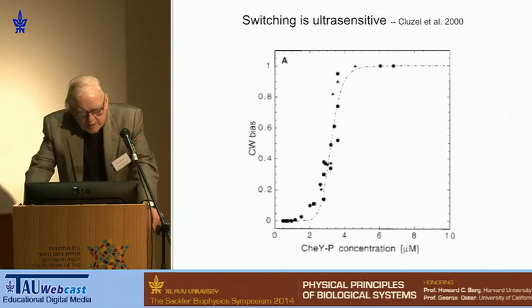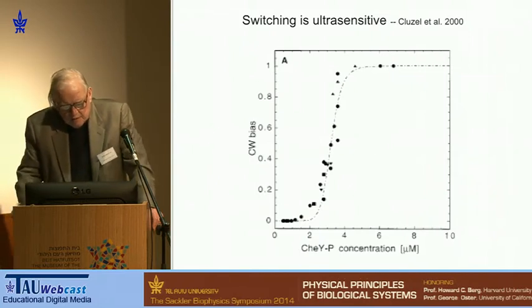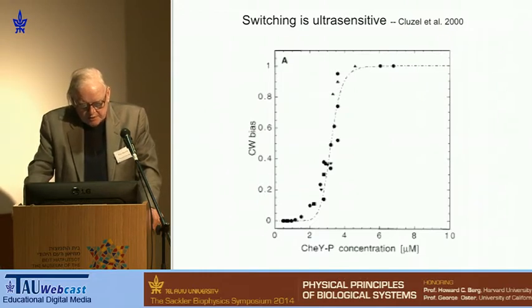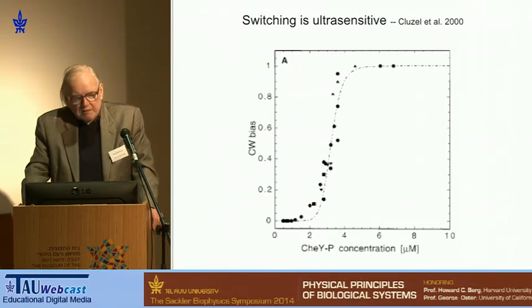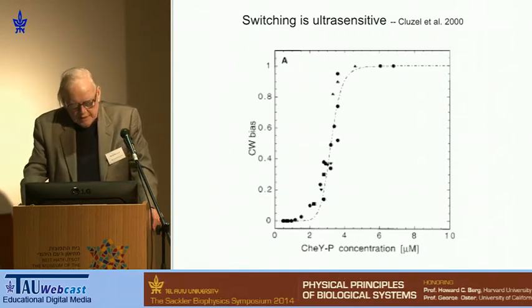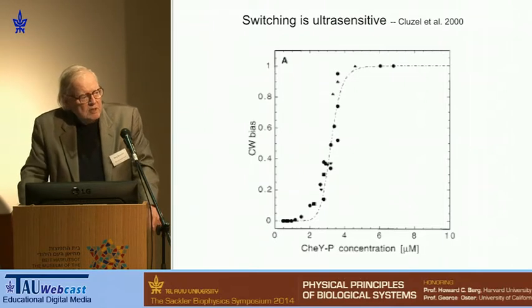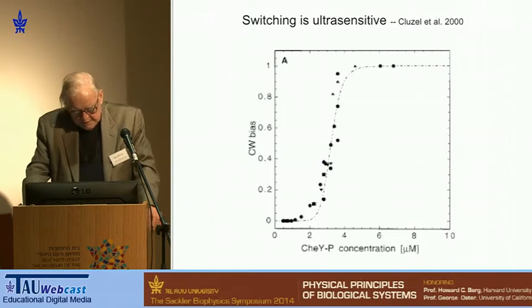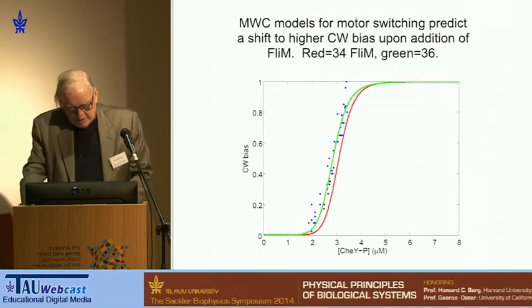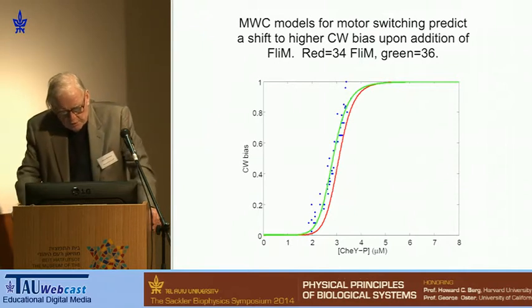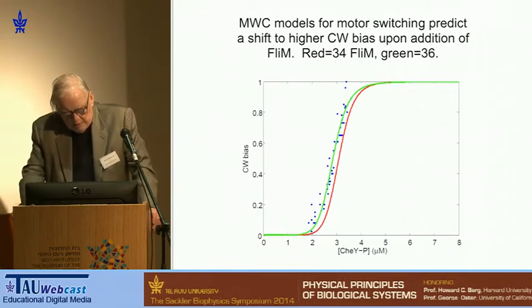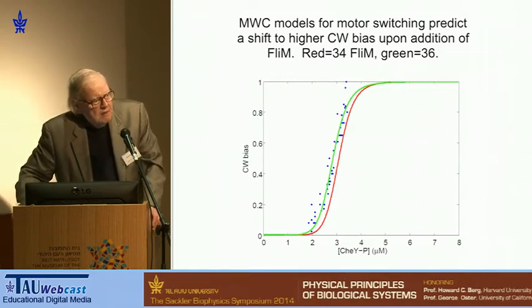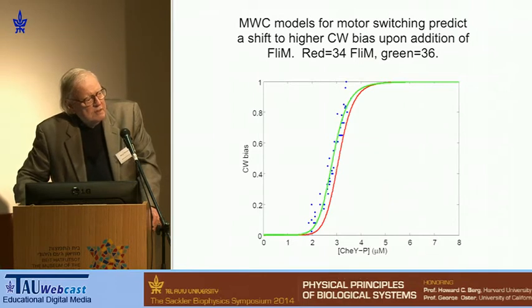Now, a biophysicist named Philippe Cluzel, who was at Chicago and is now at Harvard, found that the switching is highly ultrasensitive. He figured out a way of measuring the fraction of time that the tethered cell swims clockwise as a function of the concentration of the signaling molecule. The Hill coefficient of this transition is about 10. It's a steep response. Now, if you model this using the Monod-Wyman-Changeux model and study the adaptation, you discover that the response function shifts to more sensitive.